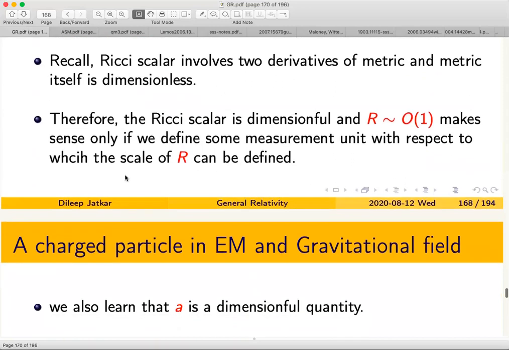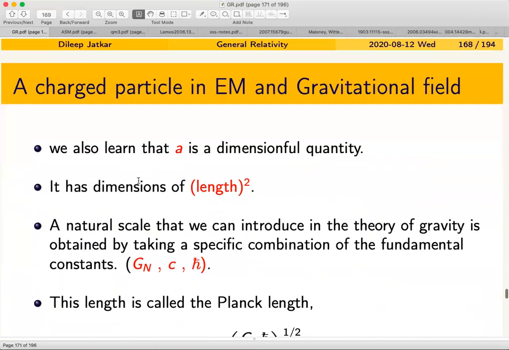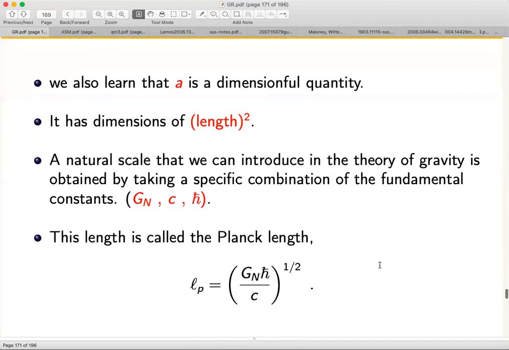Okay, in the theory of gravity, there is not much of a freedom that you would have. You need to define some quantity which has dimension coming from the fundamental variables that are used in defining the theory of gravity, and that involves three fundamental constants: Newton's constant, the speed of light, and the Planck's constant. And you can construct some quantity called the Planck length, which is defined as (G Newton times h bar upon c cubed) to the power half.